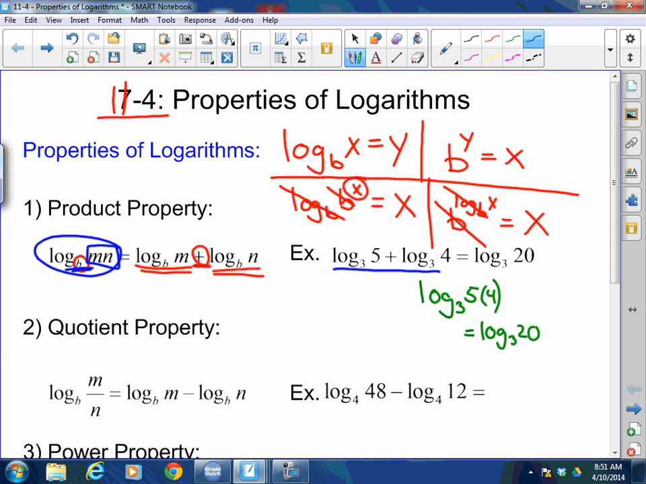If I went to re-expand this, remember, that's why I went step by step, this would be the log base 3 of 5 plus the log base 3 of 4. Thank you, sir. Does that make sense, guys?